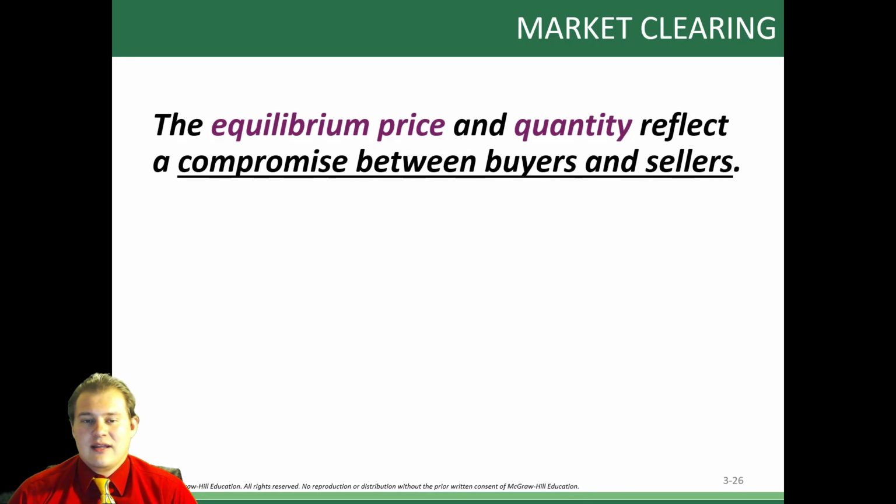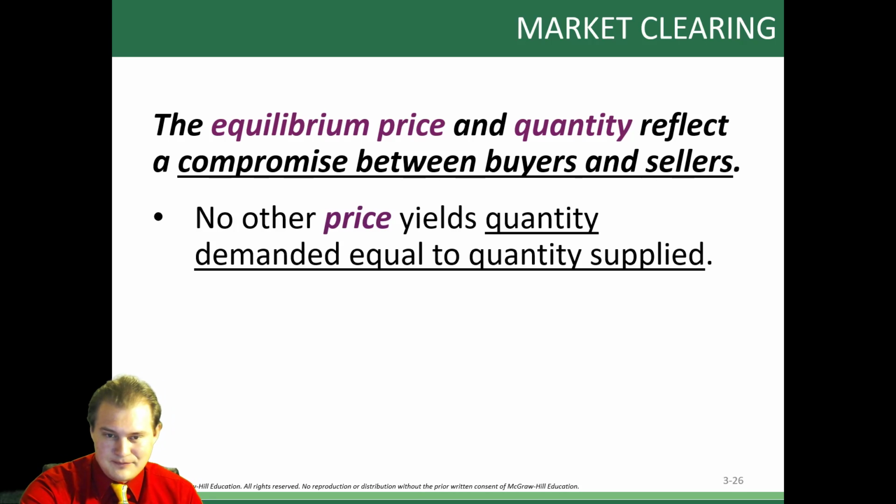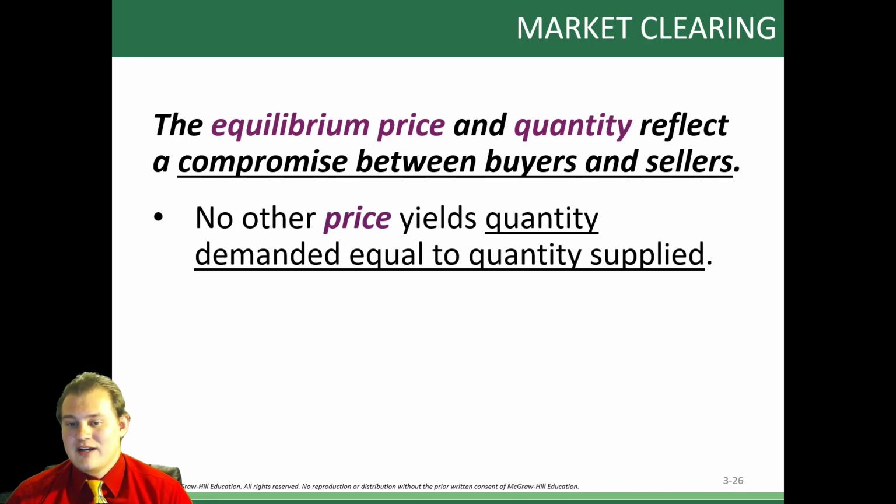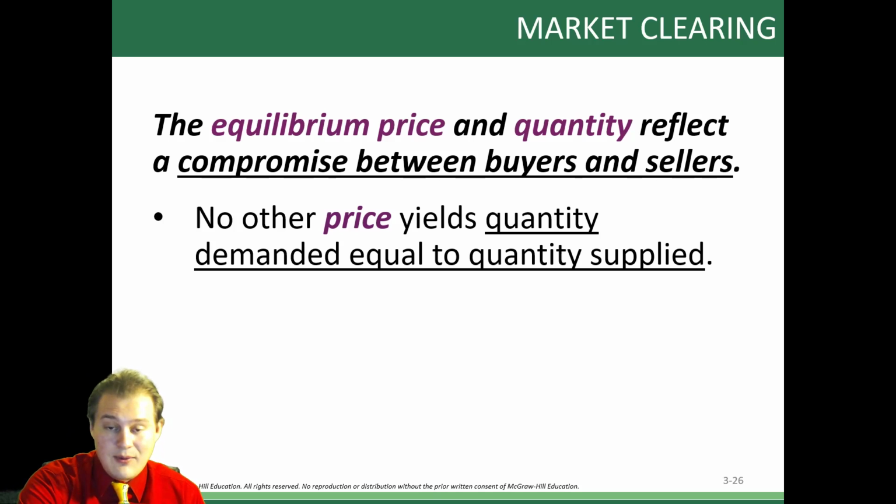Equilibrium price and quantity reflect a compromise between buyers and sellers. Why is it a compromise? Because demand and supply will never equal each other. The lines are in opposite directions. However, they do cross at one point, and that's where things tend to be okay to a degree. No other price yields quantity demanded equal to quantity supplied. The lines we have, even though they're curves, are not doing crazy wave stuff. They're not recrossing over each other. There's one price, theoretically, there.